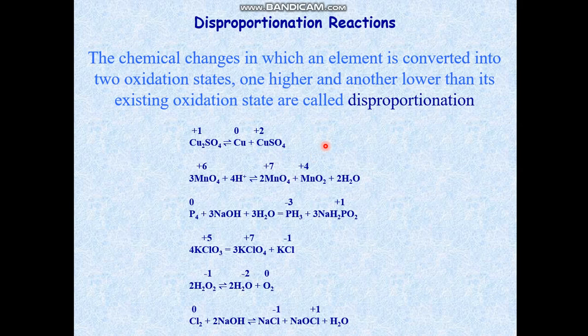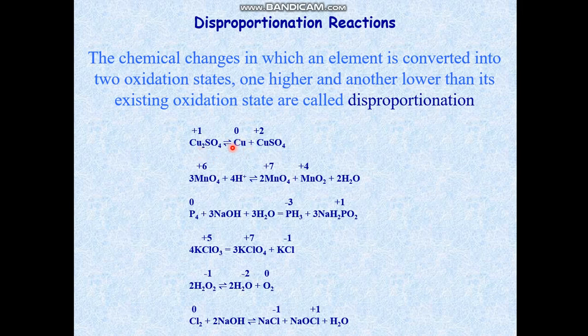So what is the definition of disproportionation reaction? The definition of disproportionation reaction is the chemical change in which an element is converted into two oxidation states, one higher and another lower than its existing oxidation state. This is called disproportionation reaction. Let us elaborate with some examples here.